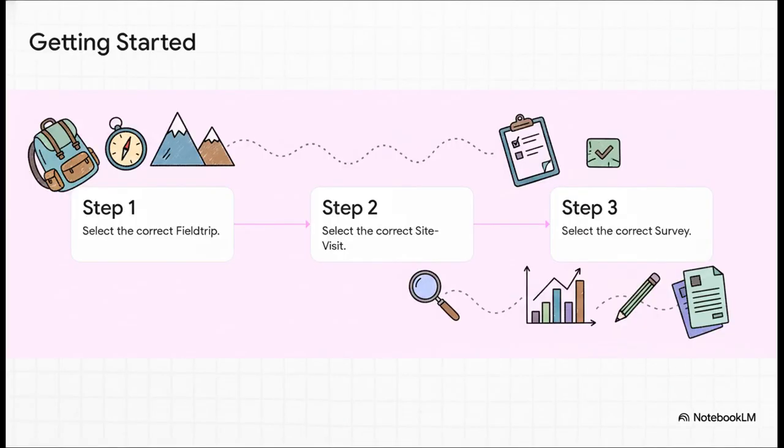The second big principle is all about order. Before you even think about typing in numbers, you have to do these three things, in this exact order. First, pick the field trip. Second, the site visit. And third, the survey. If you do it this way every time, your data will always end up in the right place.